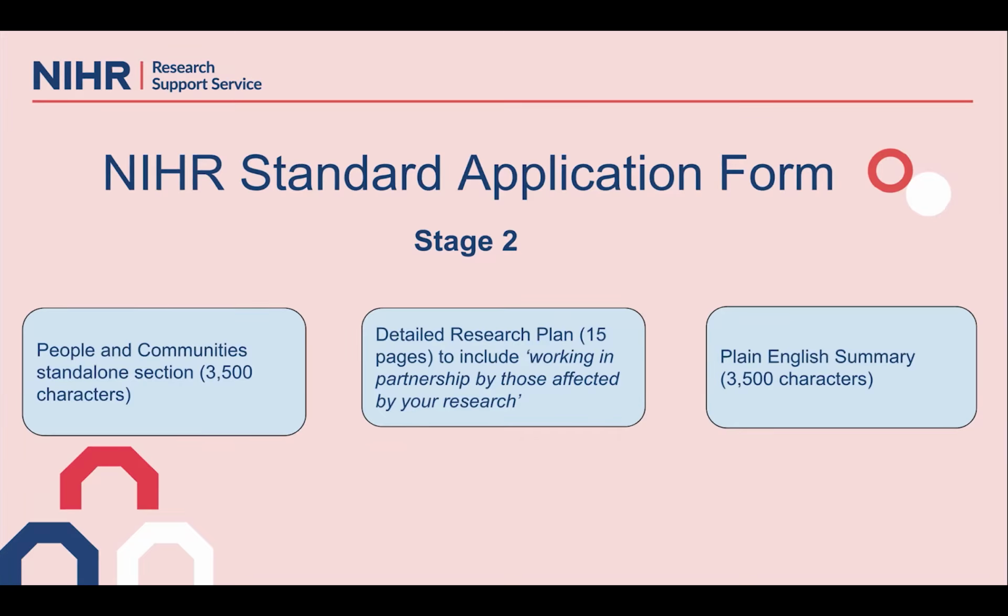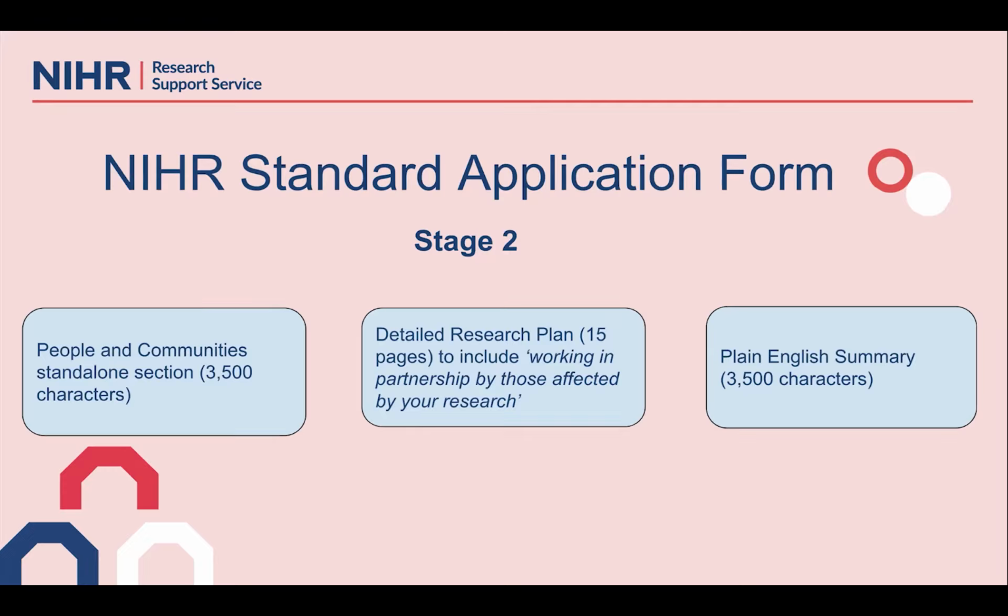If you're then invited to submit a full stage application, you will need to submit a detailed research plan, which is 15 pages. And this will, again, need to include a section called Working in Partnership with Those Affected by Your Research. And again, this is your opportunity to embed information about your PPI activities and other broader stakeholder work. And I'll go into a bit more detail about that in a minute.